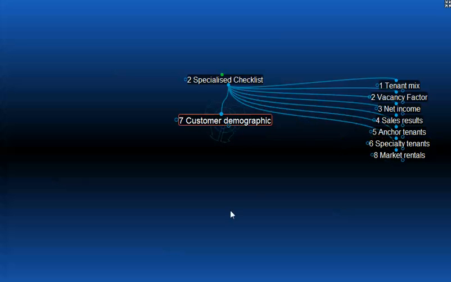Number 7, customer demographic. Now, for every retail property, there should be a target, a customer target, a particular customer profile. And of course, the shopping centre should be matching that customer profile to optimise the trade for the shopping centre. Now, of course, all of your marketing efforts should be directed at that particular shopper. What you're trying to do is market the property into the demographics, increase the customer numbers, increase the sales.